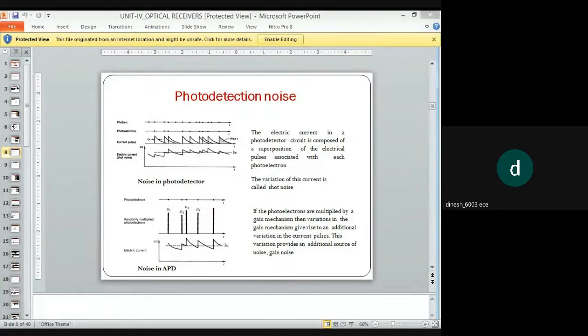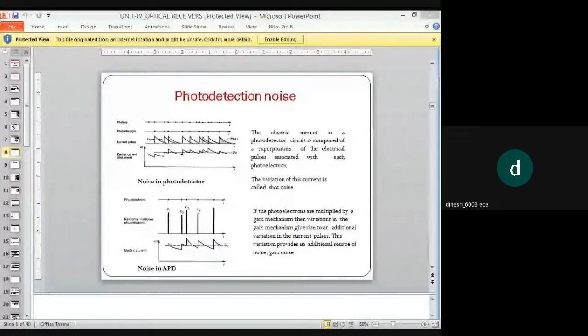So this would be your electric current, which is your shot noise, I of t with respect to t. The variations of this current are called the shot noise. You can see this is present in the photodetector. So this noise is present in the avalanche photodiodes.